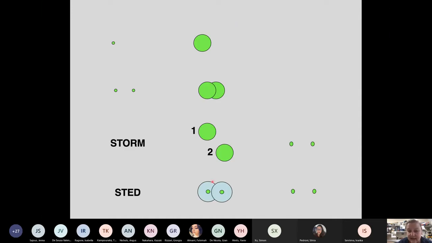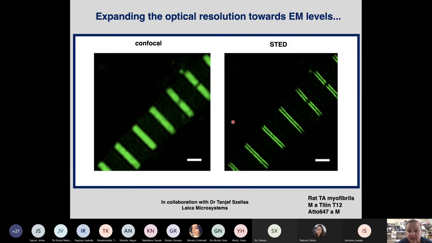And so this is again visualized on this slide. You have the donut, and because of the donut, you can separate the two samples. And again, I'm showing you that on a myofibril. So this is an epitope on titin T12, which is 120 nanometers apart, and in confocal, well, on a good day you can sort of guess where it is. This is a particularly bad confocal image, but it was just to show how superior STED is, where you can clearly show that this is a doublet actually.